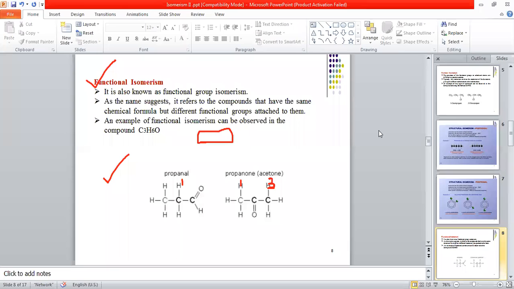Now come to the next one. Next one is functional isomerism. Now, what is this particularly functional isomerism? Functional, this word originated from the word functional group.